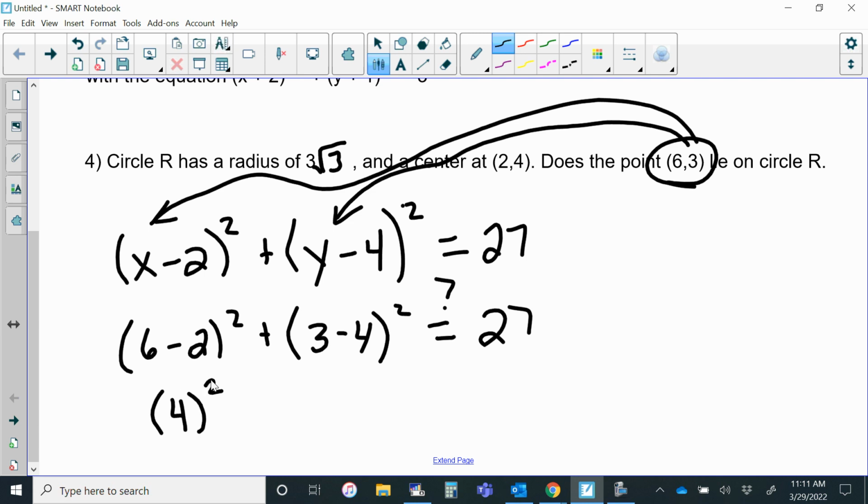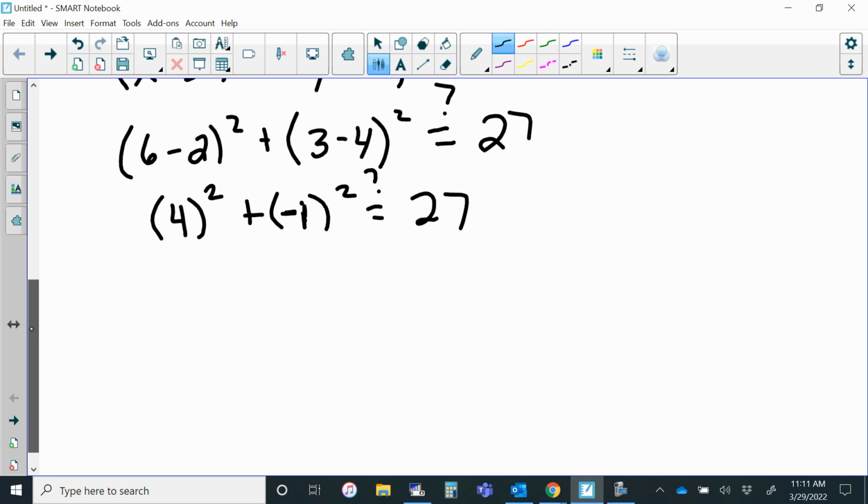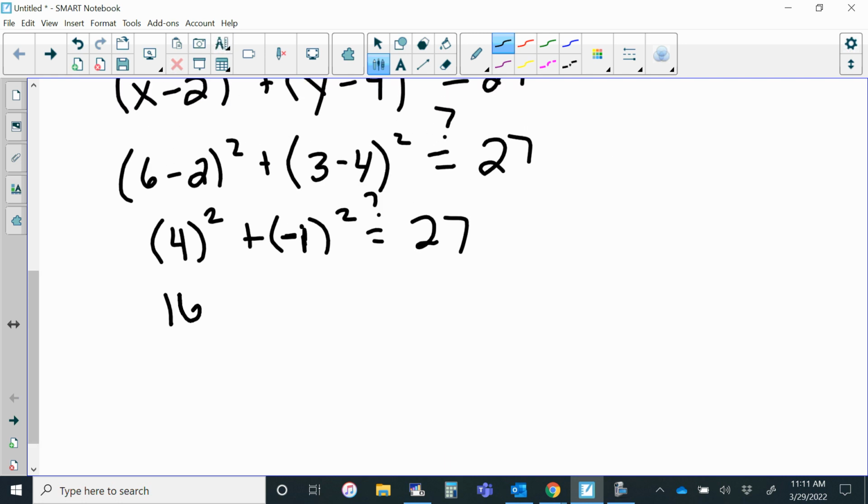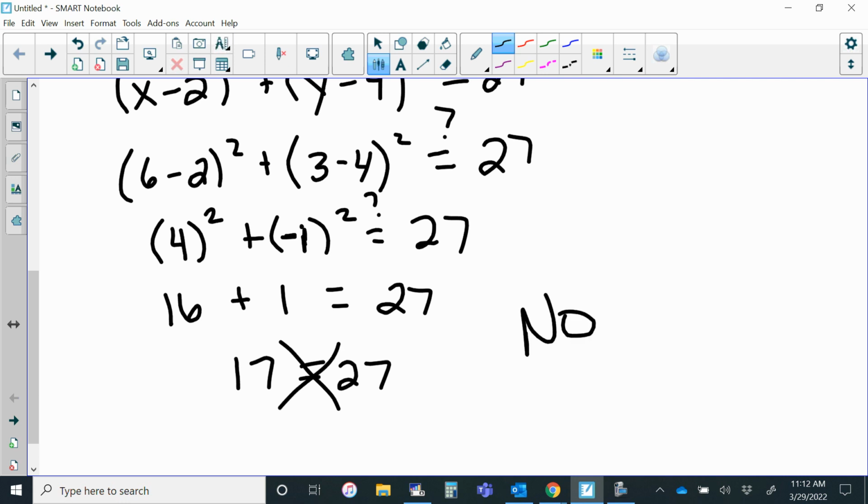4 squared plus negative 1 squared. Does that equal 27? No, because there's a negative square root. No, that's okay. Or negative square. Okay. That's okay, yep, negative square is okay. Negative square root, you're right, not. 16 plus 1 equals 27. Does 17 equal 27? No, it does not. So is this part of this circle? No, it's not.